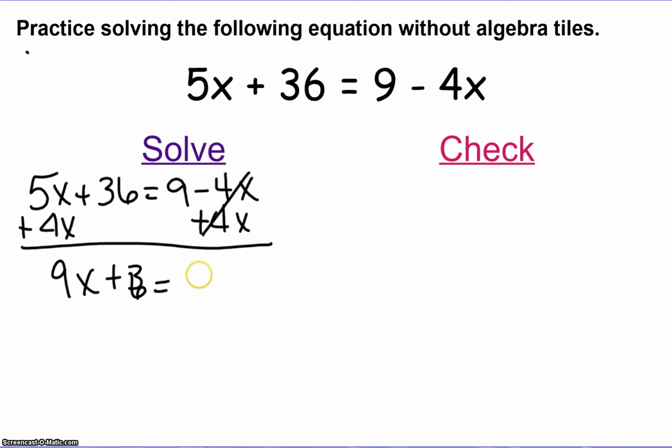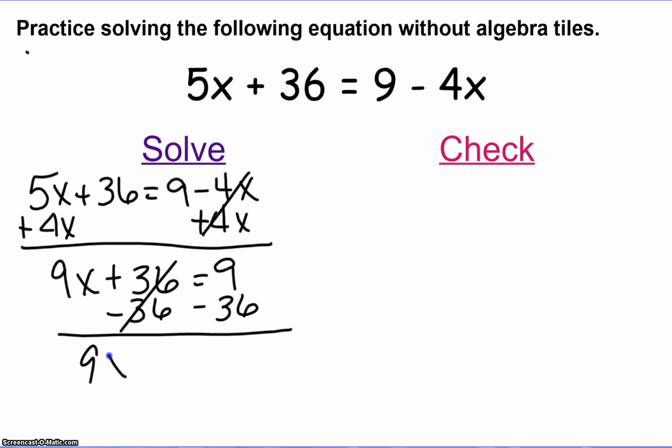equals 9. So, we still need x by itself, so minus 36, minus 36. Those cancel. You're left with 9x equals 36 minus 9 is 27, and it's going to be negative because the negative's bigger. Then divide by 9, divide by 9. X is equal to negative 3.